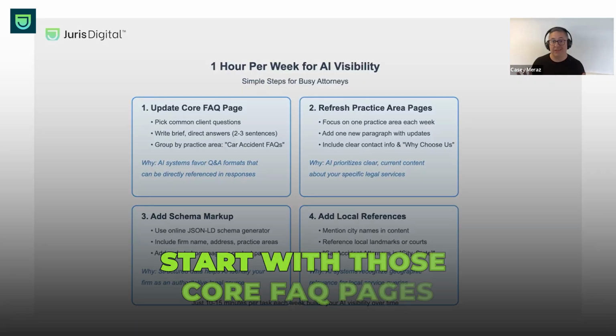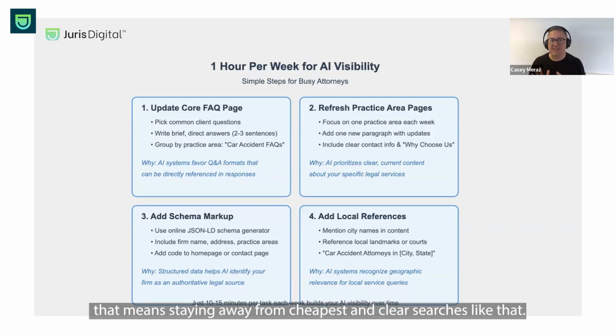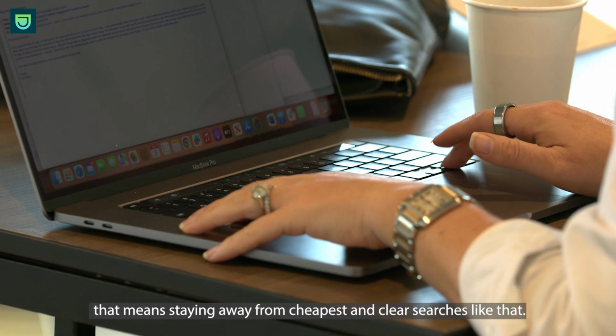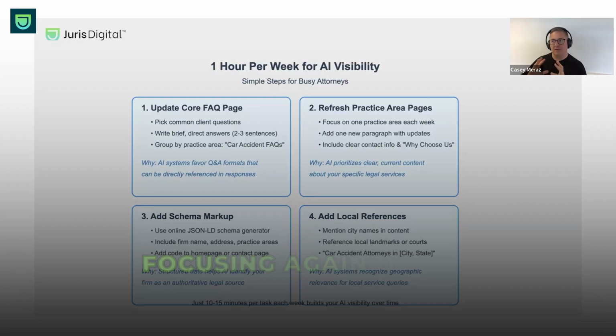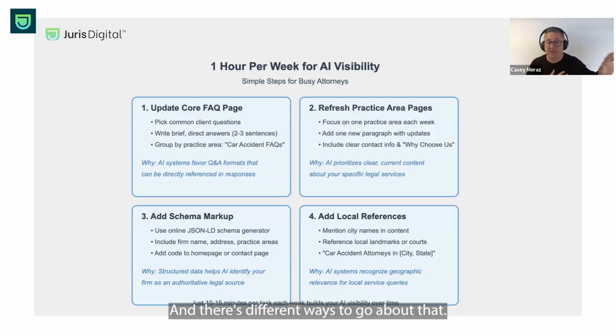I'm going to say start with those core FAQ pages, because we know LLMs and search engines love concise question-and-answer formats because they provide those straightforward answers. And pick, again, the most common questions clients are asking, and specifically the clients that you want. So typically for a lot of firms, that means staying away from "cheapest" and queries like that, but instead focusing again on the attributes of those ideal clients. And there are different ways to go about that.